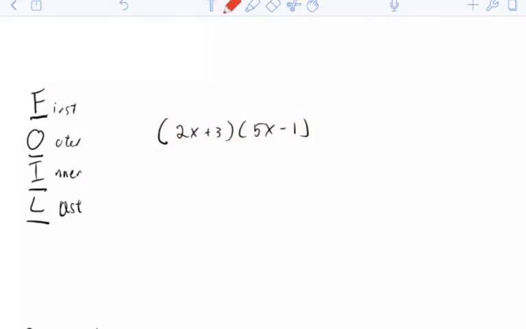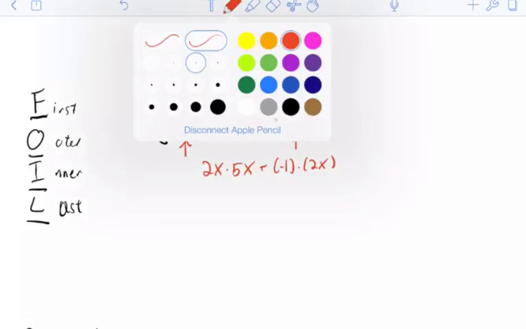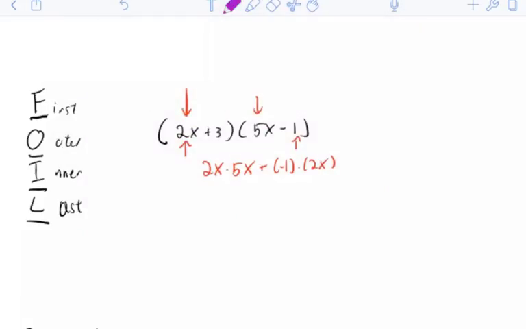So in this case, by first, we mean these two, the first in their order. It says multiply those together first. 2x times 5x. Then multiply the outer ones. This one and this one are the outer ones. Minus 1 times 2x. Then multiply the inner ones. This one and this one are the inner ones. 3 times 5x. And then the last ones, which are that one and that one. So it's plus 3 times minus 1.